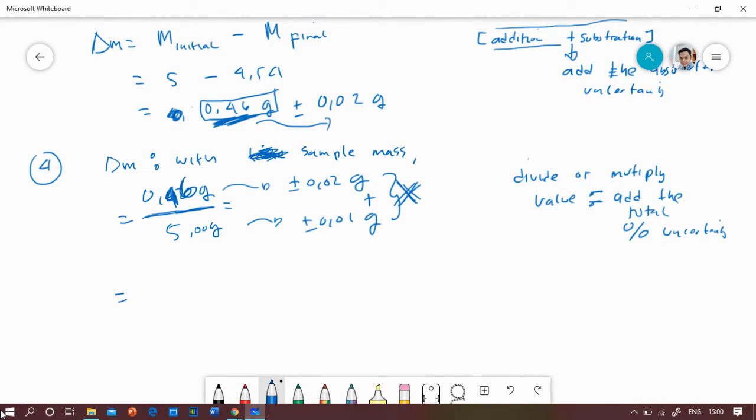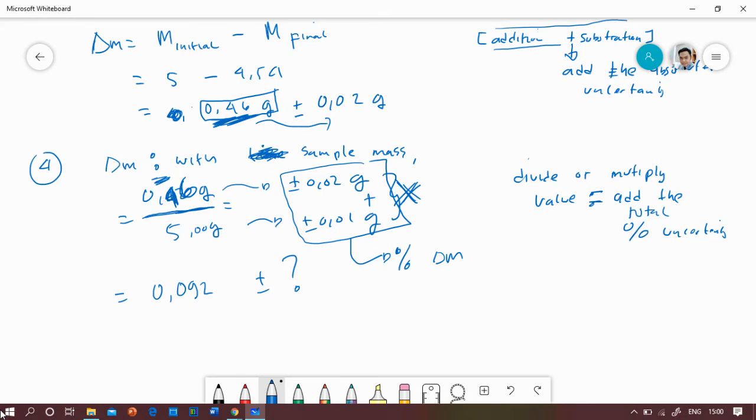So let's find the value first. 0.46, for example, divided by 5. It's gonna be in here 0.092, for example. And then the percent plus minus, again you have to find the percentage of uncertainty first. Let's first find the percentage of uncertainty of this, we'll call it delta m, the zero mass, this one.